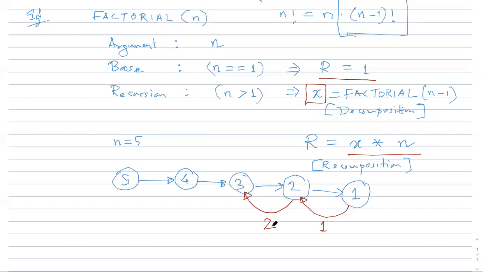Now it knows how to recombine. So it just multiplies. So 3 multiplied by 2, 6. So this returns back 6 here. Again, this knows how to recombine. So it recombines by multiplying 4 with 6, that is returning 24. And then finally 5 multiplied by 24 gets recombined into 120. And so the output comes out 120. Any question?